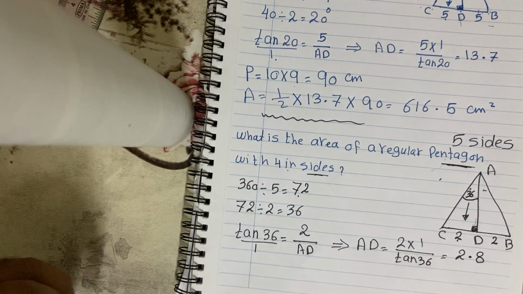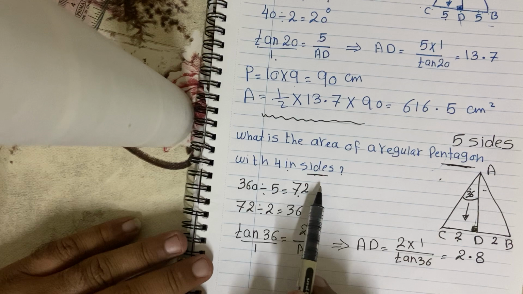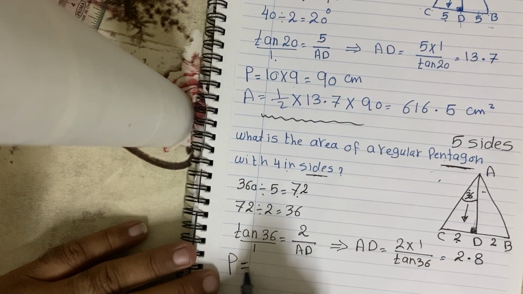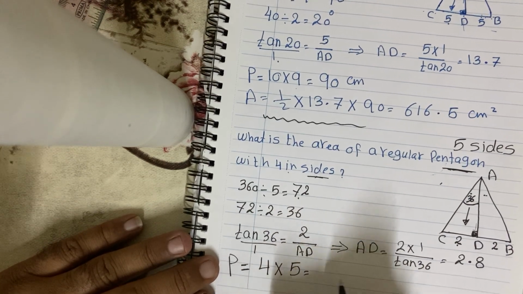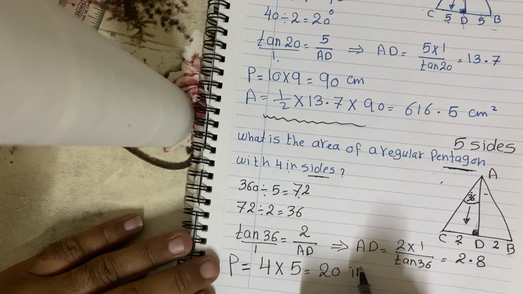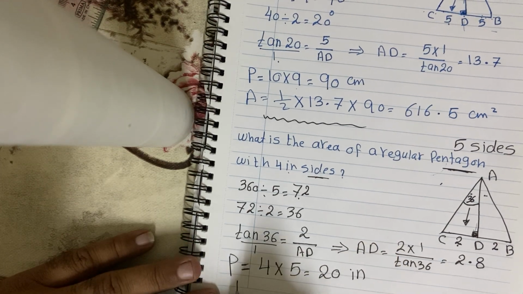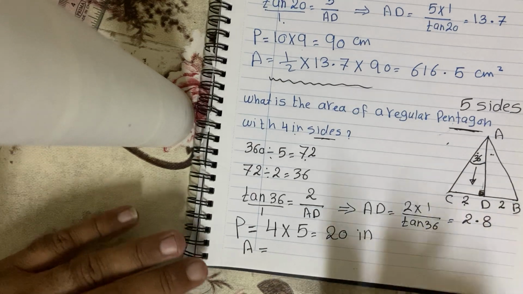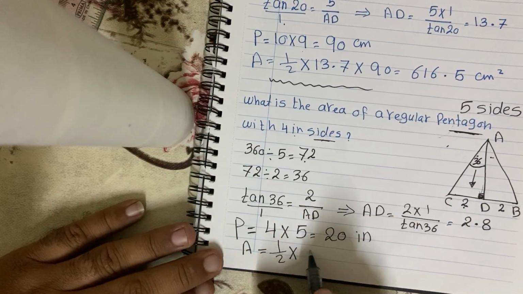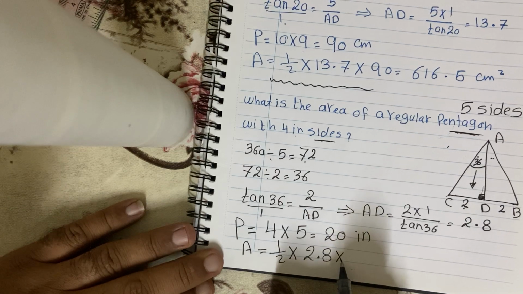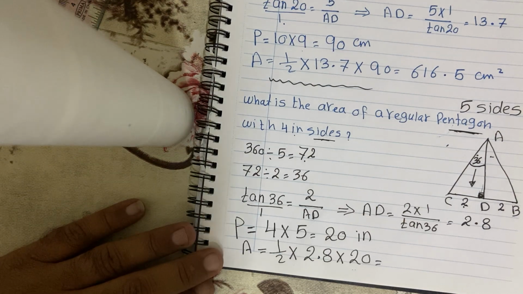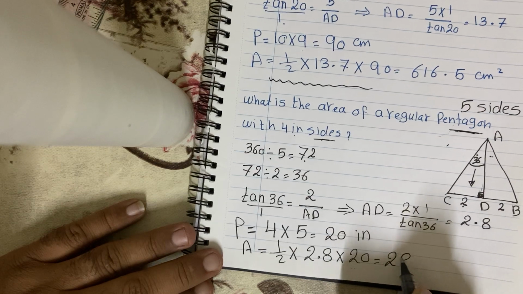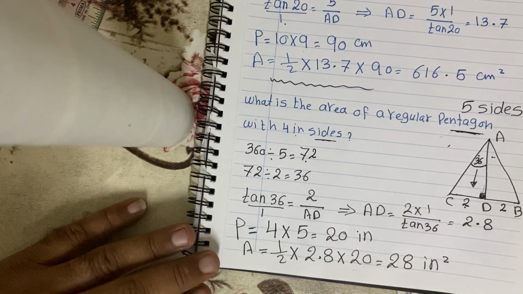Now we have the apothem. Find the perimeter after that. The perimeter of the pentagon will be 4 times 5, which is 20 inches. Now you can find the area. Area equals half times the apothem, which is 2.8, times the perimeter, which is 20. So it will be half times 2.8 times 20. It will be 28 square inches.